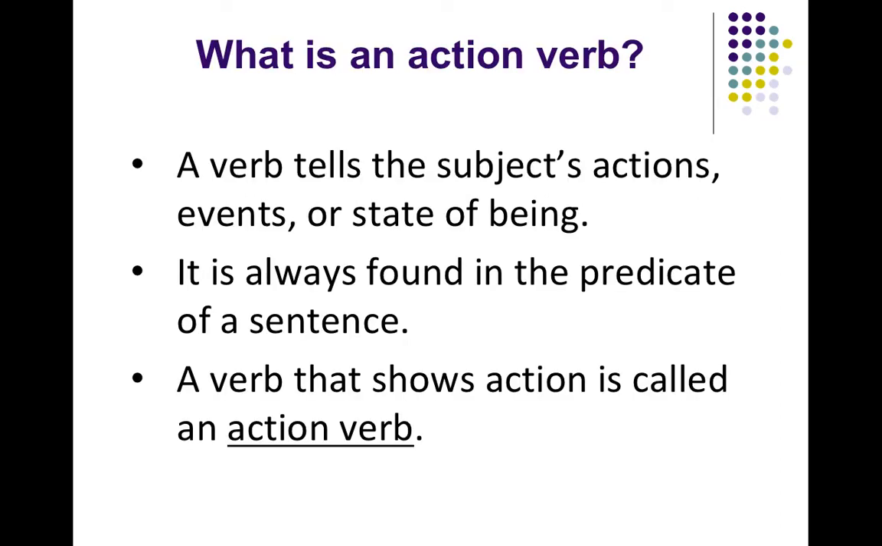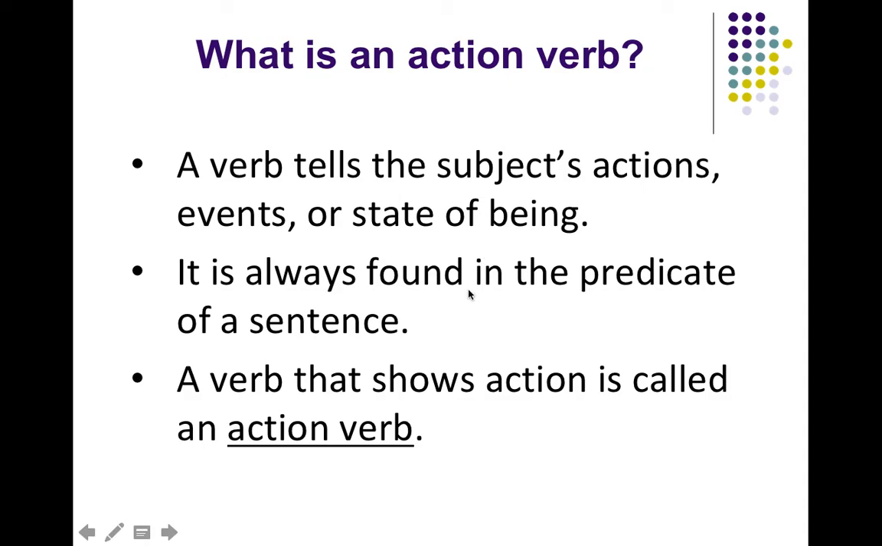So what is an action verb? A verb tells the subject's actions, the events or state of being. So we focused on finding the subject in the sentence, usually a noun or a pronoun. The subject is who or what the sentence is about. The verb tells us what that subject or what that person or thing is doing. It could also indicate a state of being, and I'll talk to you more about this in a little bit.